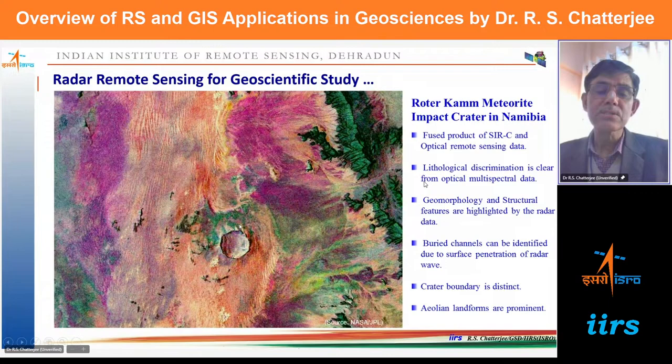Here you see the crater boundary is very, very sharp. Why? Because it is side looking. And most importantly, it is sensitive to surface ruggedness or surface roughness. That is why these aeolian landforms like longitudinal dunes are very clearly visible, isn't it? These are possible because the radar image has been merged with the optical multispectral image.